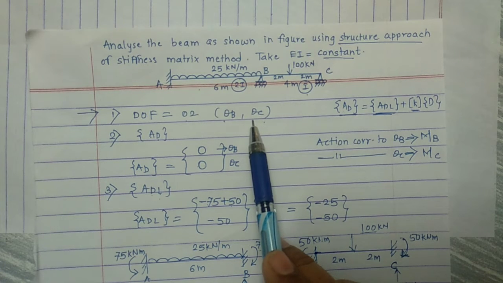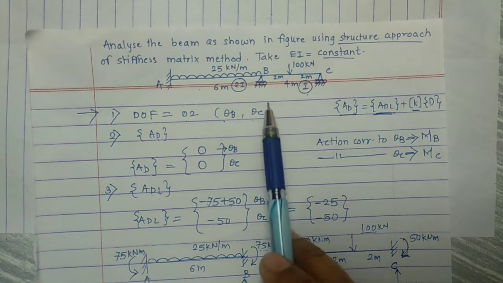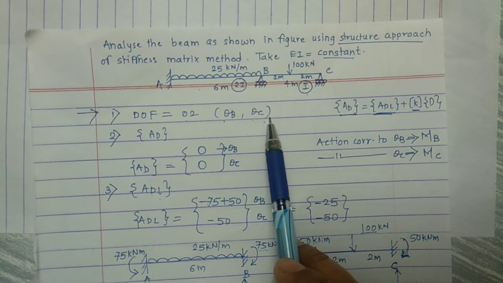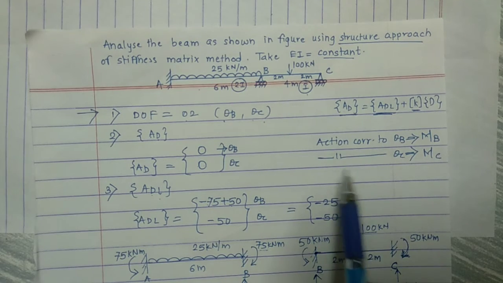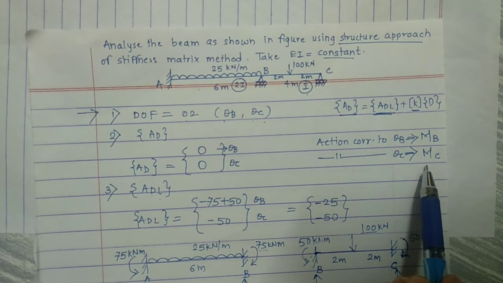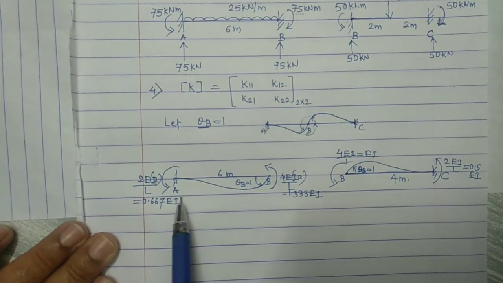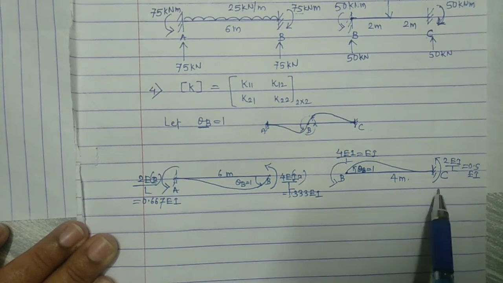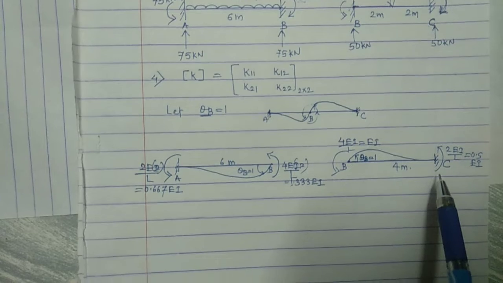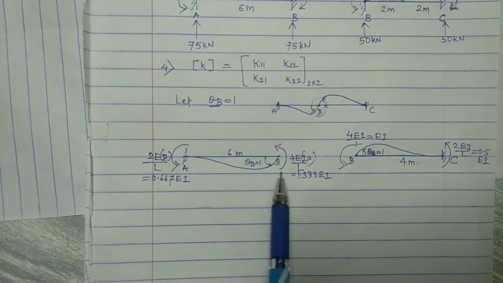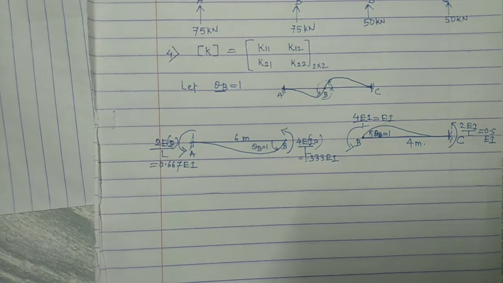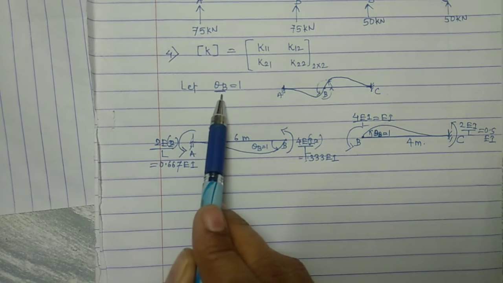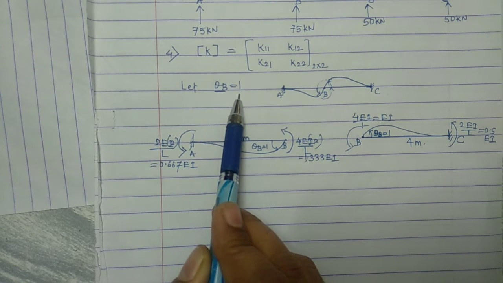In case delta is unknown, in case the problem is such that there is an unknown in terms of translation delta, then the action corresponding to delta is a reaction. In that case, you have to calculate reactions at this place only. Okay, so right now we will calculate only moment and we'll stop here. Okay, so this is the figure when theta B equal to 1.